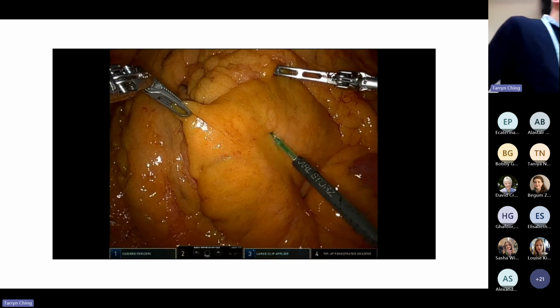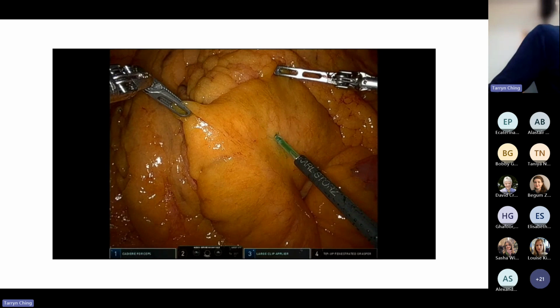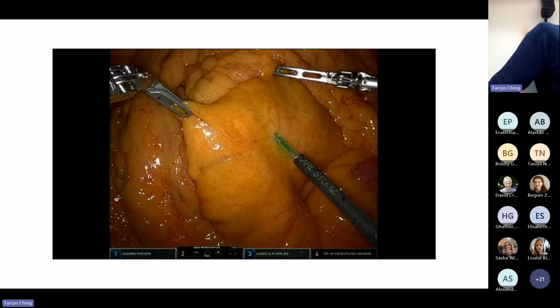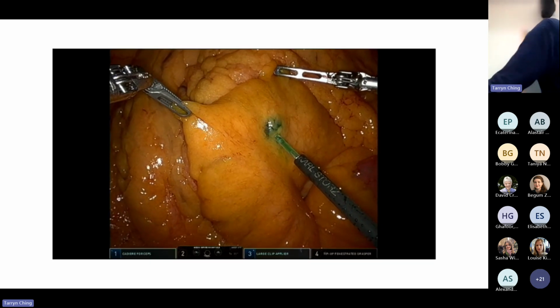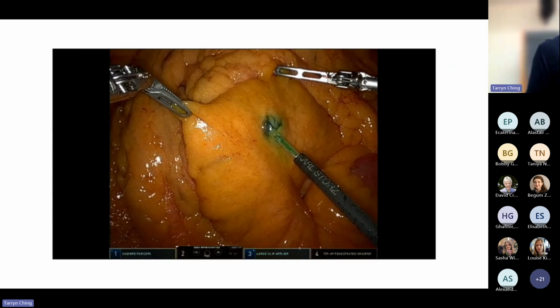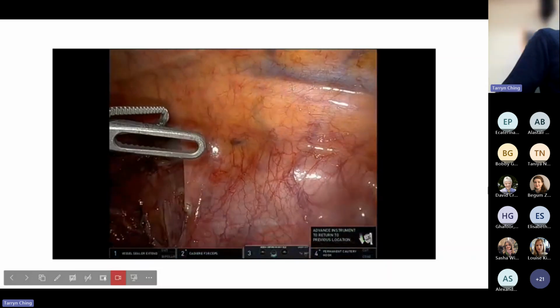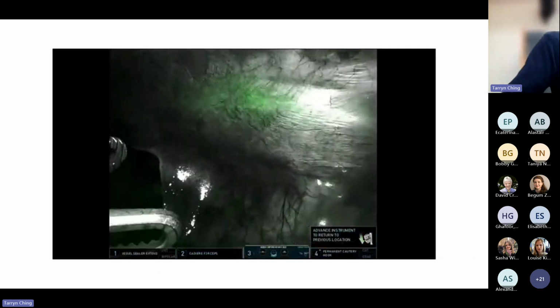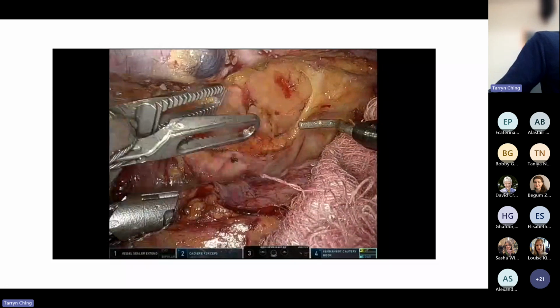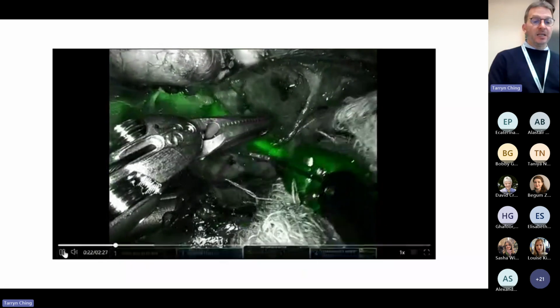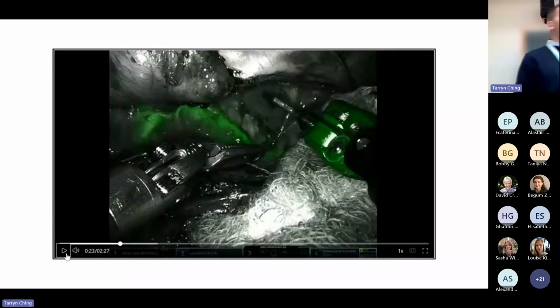The procedure is very, very simple. You only need an endoscopic needle injector and 2 mL of indocyanine green. I use, as you can see here, the shaft of a laparoscopic instrument just to help the injection through the pleura. At the beginning of the procedure, you will see a very faint green.